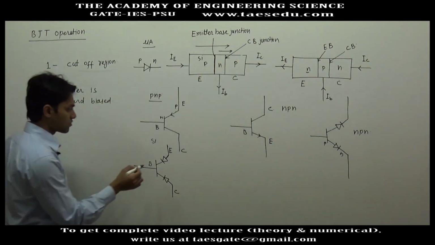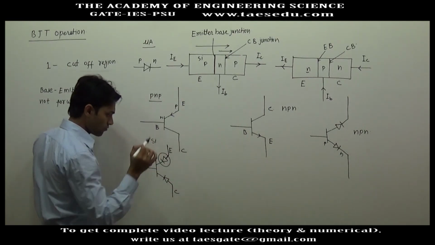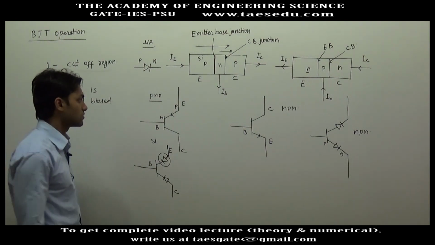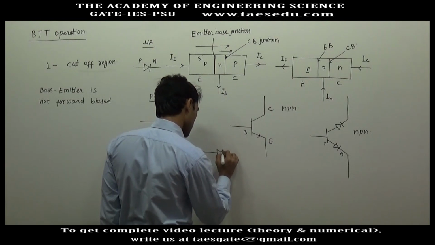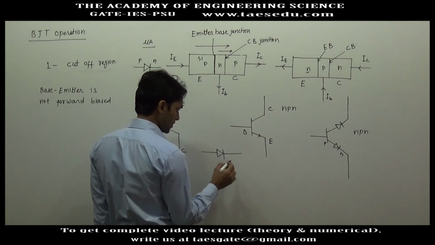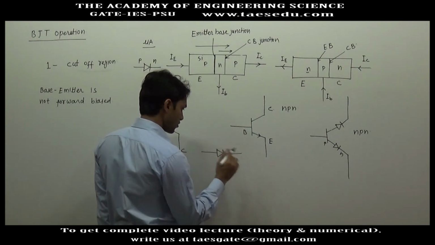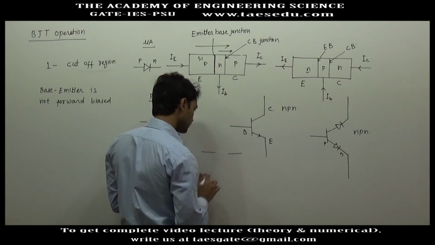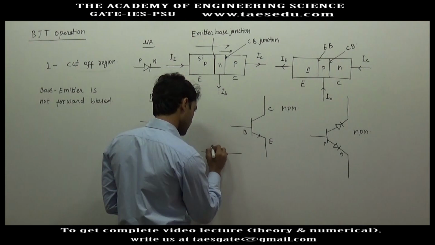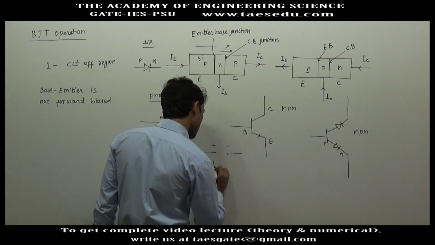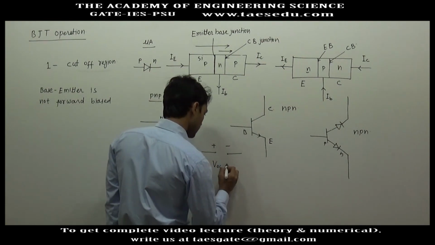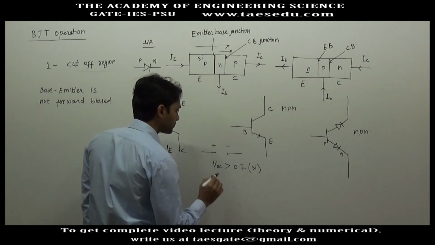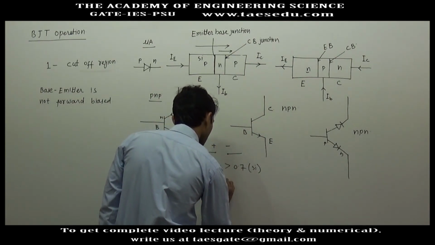Okay, so if this junction is not forward biased, how do we check whether a diode is forward biased or not? Suppose we have a diode connected in a circuit. We first open circuit it. This is positive, negative, and we check the open circuit voltage across the diode. If this voltage is greater than 0.7 for silicon, we say that this diode is forward biased.